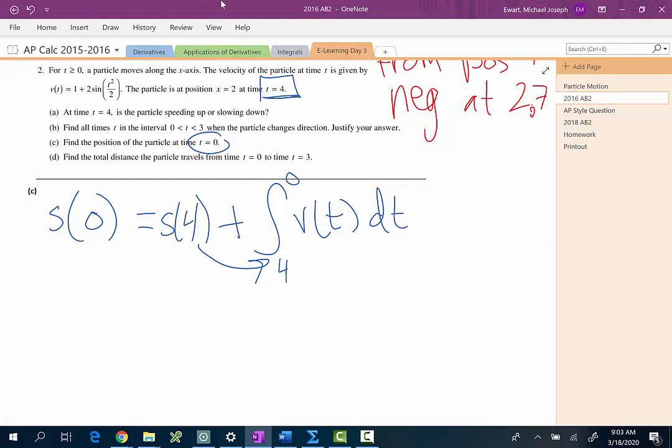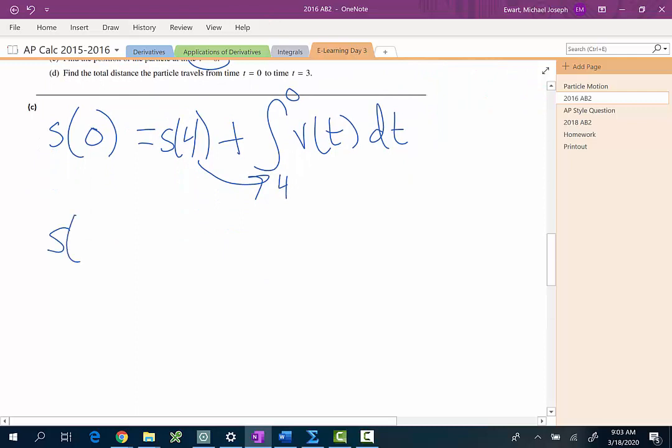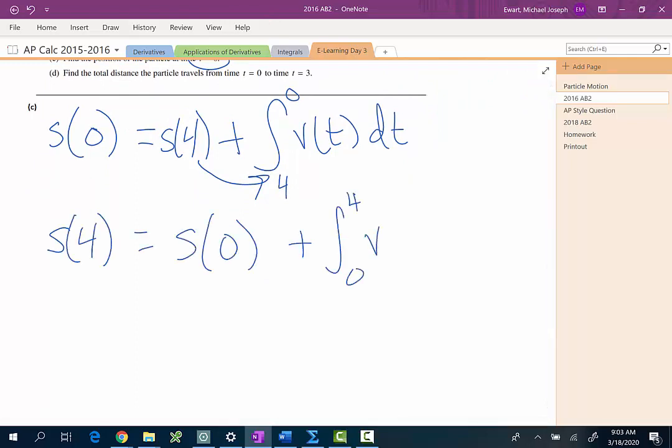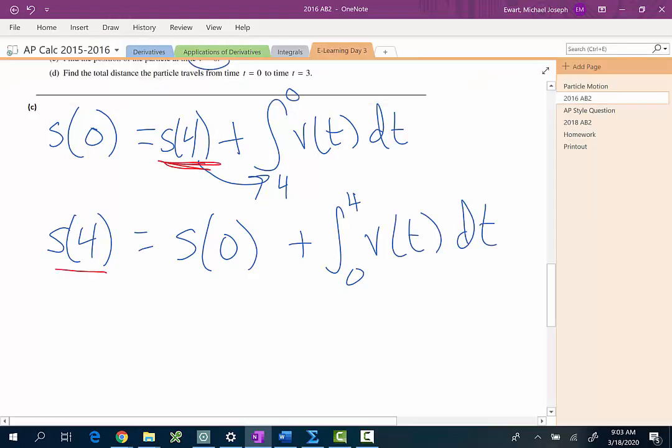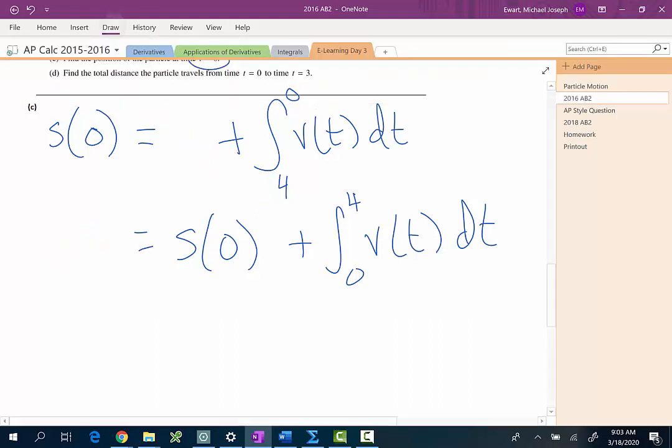I mean, you could have written it, if you really want to, as s of 4 equals s of 0 plus the integral from 0 to 4 of v of t dt. But the issue here is what they gave us was s of 4 is 2, not s of 0. So either way we do that, we're going to end up putting the 2 here or the 2 here. We'll get the same answer both ways, because if you look at our endpoints, see how they're flipped? When we subtract it over, it's going to turn it negative.